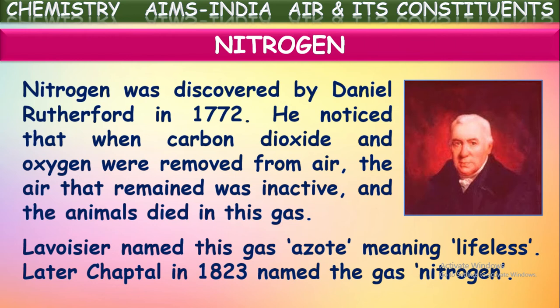In this way nitrogen gas was discovered, even though it is present in the atmosphere in large quantity. Till the 18th century, it was not recognized as nitrogen. For the first time, Daniel Rutherford discovered this gas as an inactive gas. Later, Lavoisier also did experiments with this gas and found that animals died in its presence, so he called it azote gas. Finally, Chaptal in 1823 named this gas nitrogen.